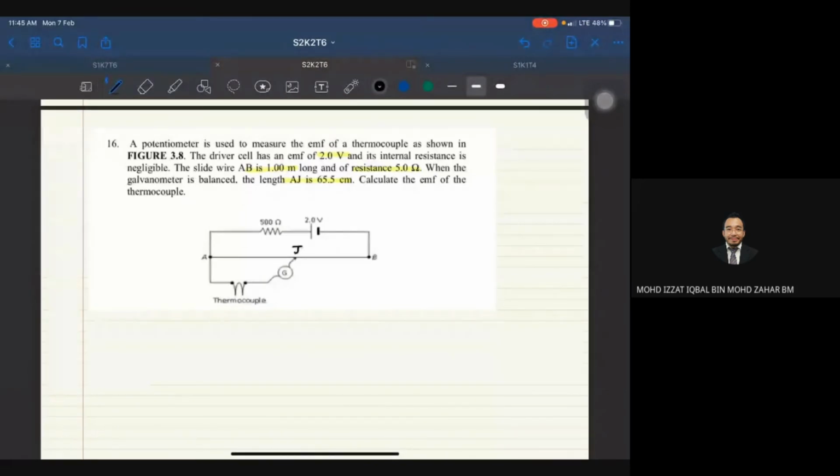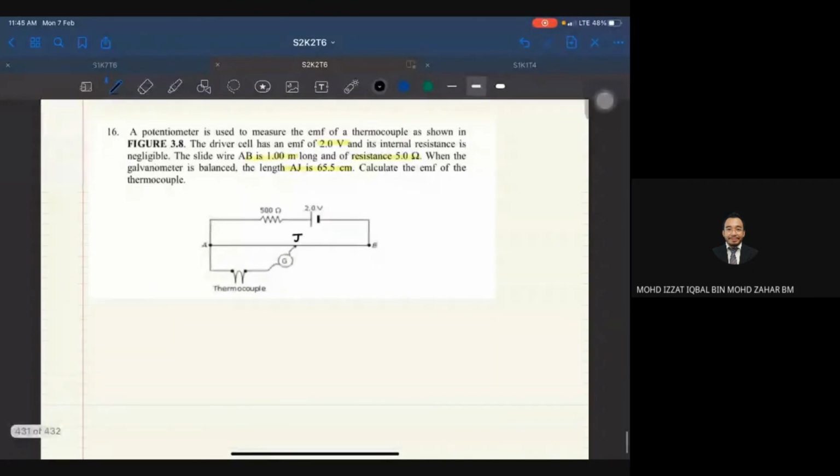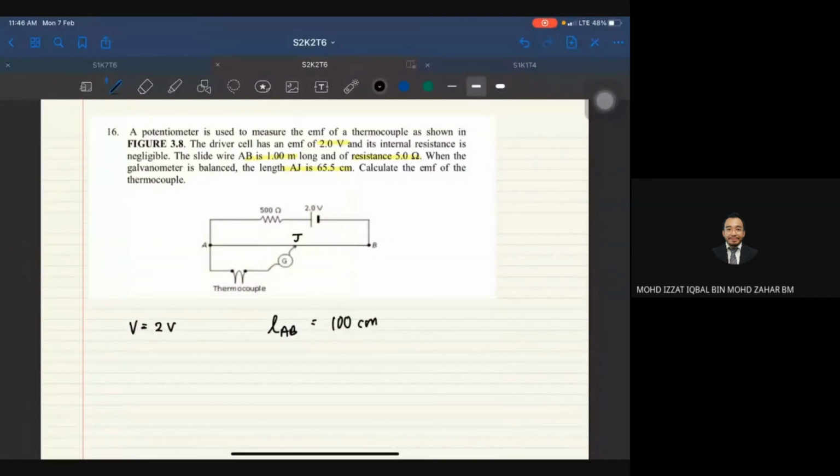Okay, so you can take out the information first, like the driver cell. Then it says the slide wire AB, the length of AB is equal to 100 centimeter. I changed to centimeter because I want to use the same unit. So to solve using the table, basically you are using the ratio. So as long as the units are the same, should be okay.